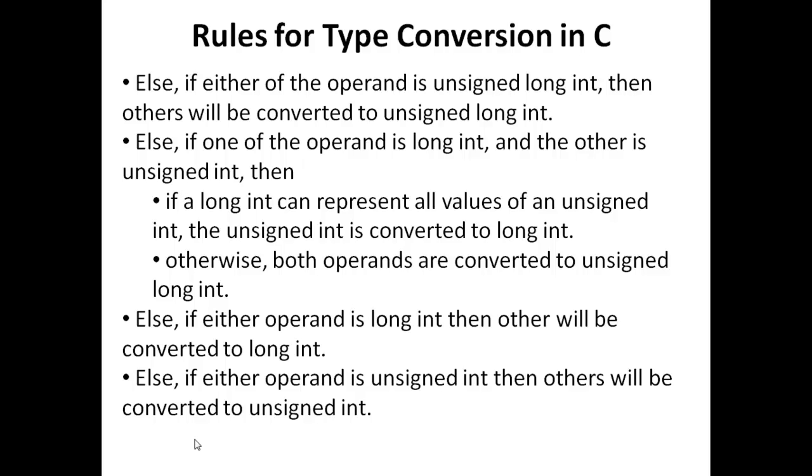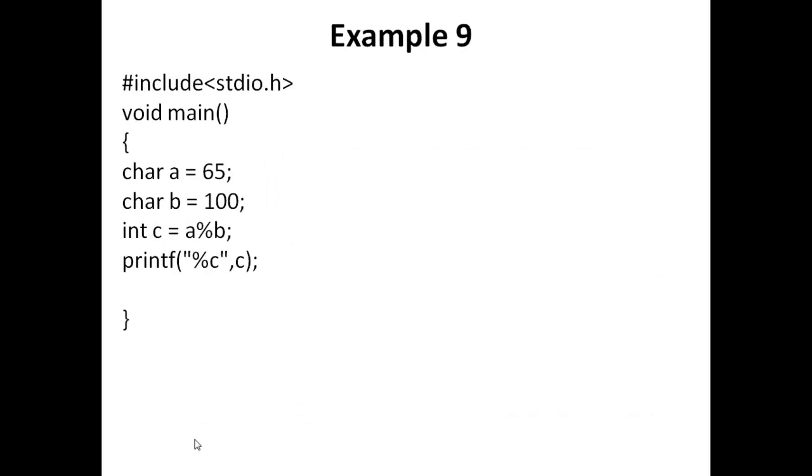Else, if one of the operands is long int and the other is unsigned int, then if a long int can represent all values of an unsigned integer, the unsigned integer is converted to long int. Otherwise, both operands are converted to unsigned long integer. Else, if either operand is long integer, then the other will be converted into long integer. Else, if either operand is unsigned integer, then the others will be converted to unsigned integer.